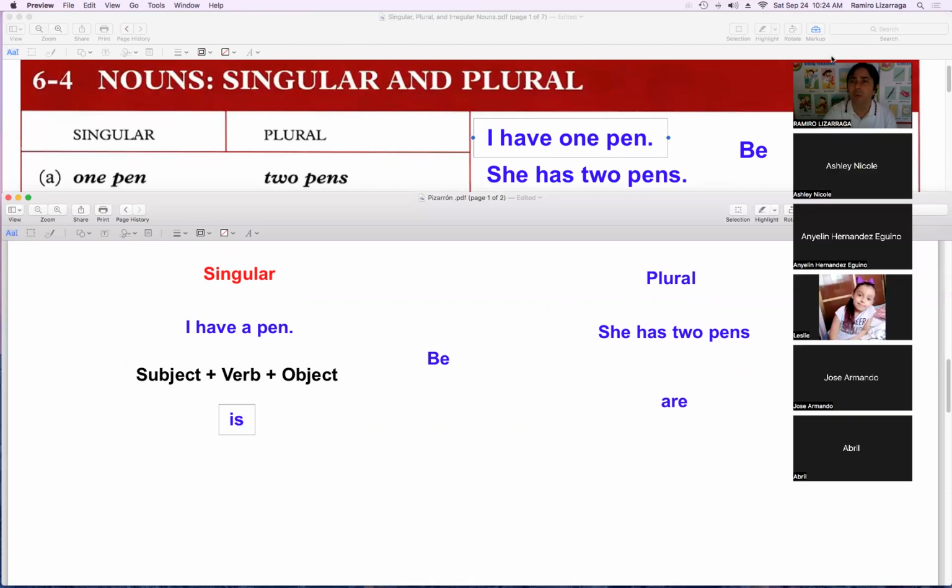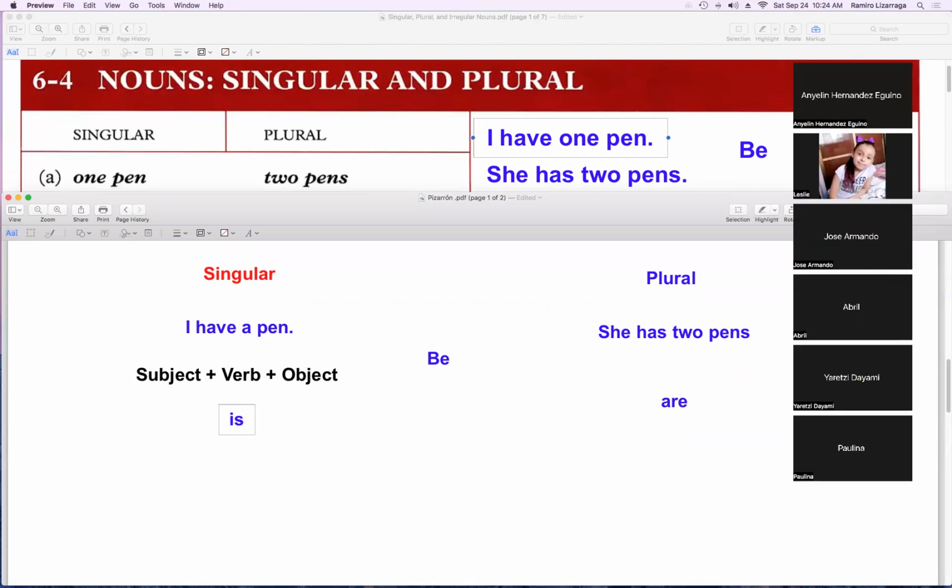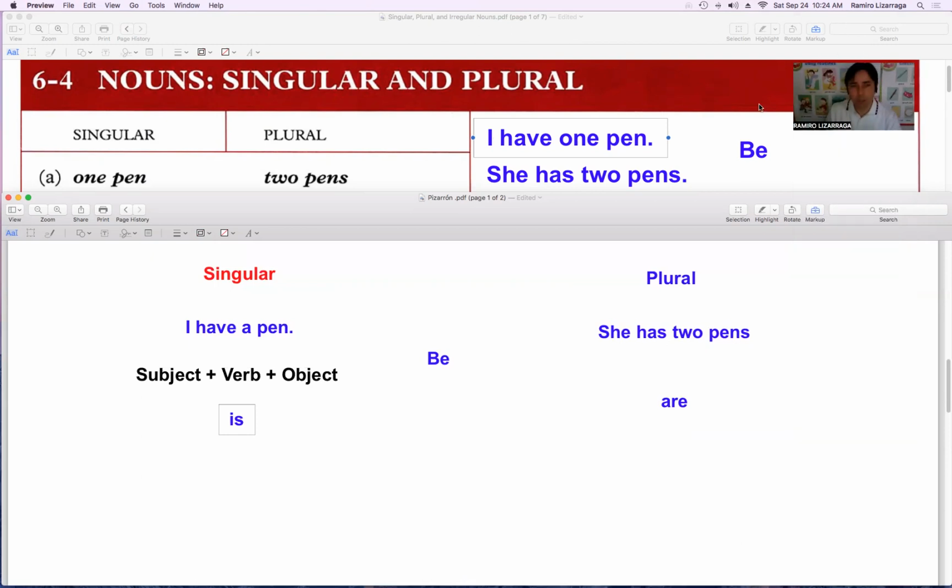I don't know if Hugo is here. Hugo, are you here? No, he couldn't come. Oh no, he's having problems getting in. Let me send another message. Sorry to Hugo. You know what? I think Hugo has a problem with Zoom.